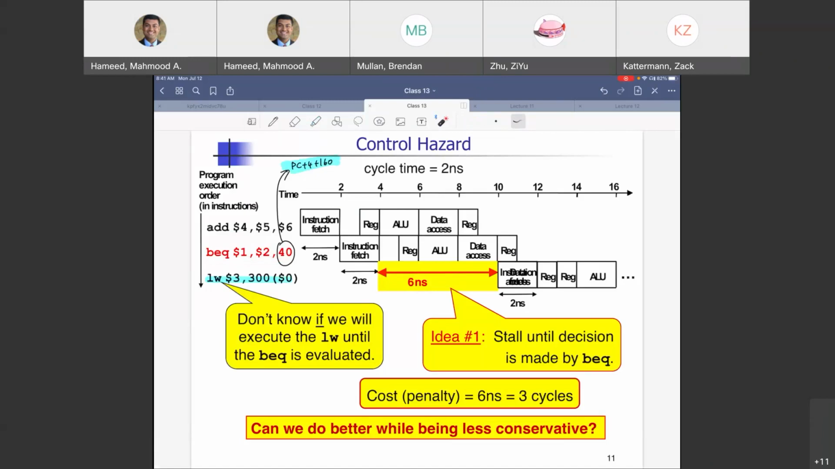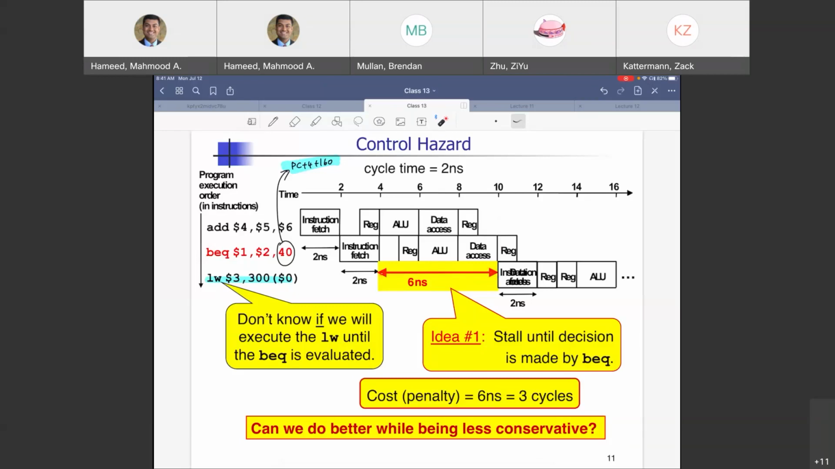We just said that the branch is evaluated after the data access stage, the fourth stage, right? But until then, the load word has already come in. You have already started working on the load word. You have gone through the instruction fetch, you have gone to the register access, you have gone to the ALU. All of this has happened already for the load word instruction. But if you decide, so that's 6 nanoseconds, you have already worked on it. But if you say, every time you have a branch when equal instruction, let us not put anything into the pipeline. We are essentially trying to evaluate how much time we lose.